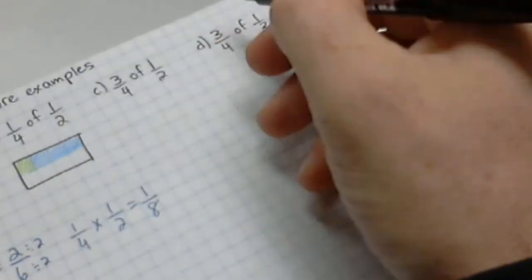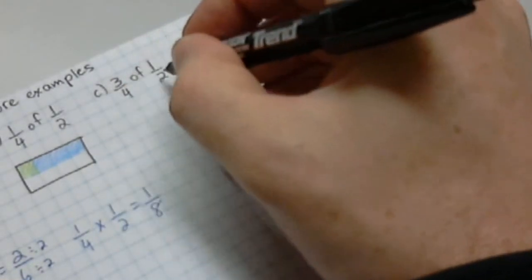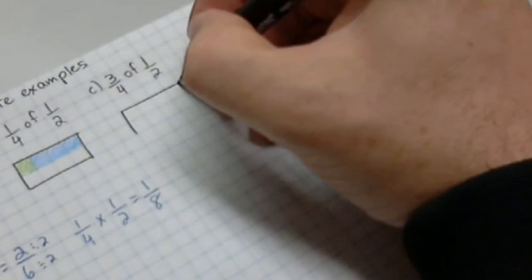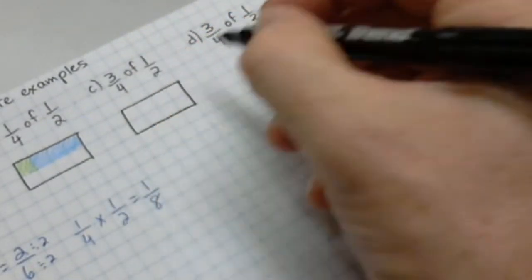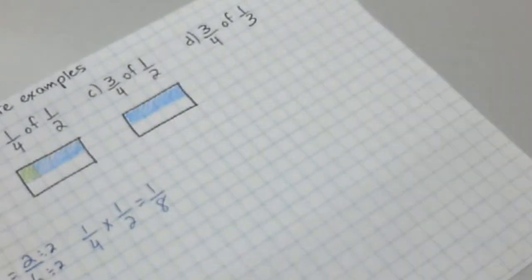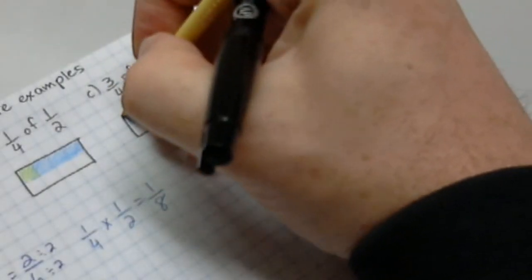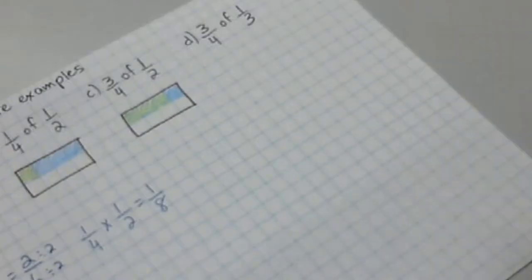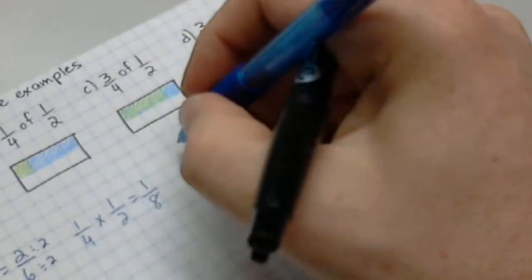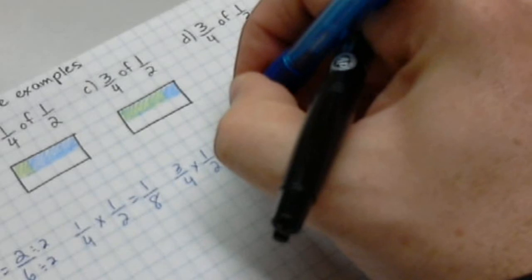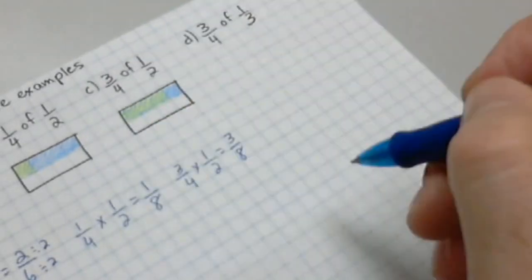Alright, let's keep going. This one I have a 4 and a 2. So again, 4 long, 2 down. I'll color in a half, and then I'll color in 3/4 of that. So 3 out of those 4 sections get colored in. I can rewrite this as 3/4 times 1/2, and then I have 3 out of the 8 sections total colored in.